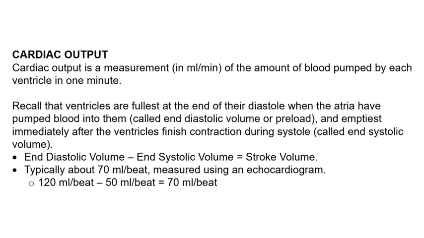Knowing how full the ventricles were before contraction and how empty they are after contraction allows us to calculate the stroke volume, which is how much blood that they ejected. By taking the end diastolic volume and subtracting the end systolic volume, we obtain stroke volume. This value is typically about 70 milliliters per beat and can typically be measured using an echocardiogram. We obtained that number by taking the end diastolic volume of 120 milliliters per beat and subtracting the end systolic volume of 50 milliliters. 120 minus 50 gives us 70 milliliters per beat.